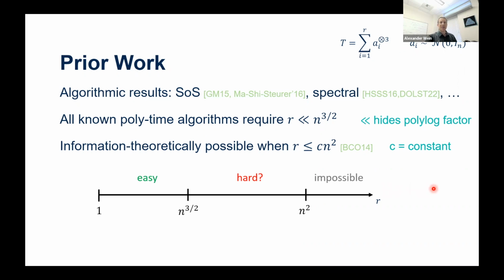Right, so here's the picture of what's going on. We have these different regimes depending on the rank R. As we increase R, we're making the problem harder. For small rank, it's easy in the sense that we know a polynomial time algorithm. Then there's this regime that we call hard, meaning we don't know a polytime algorithm, but in principle the problem is solvable. And finally, the impossible regime means there's just no hope to succeed at all.